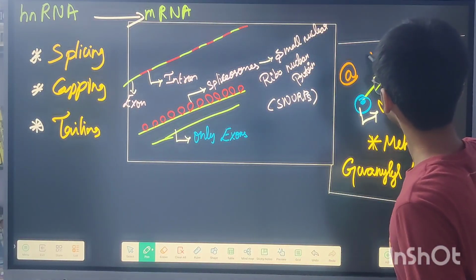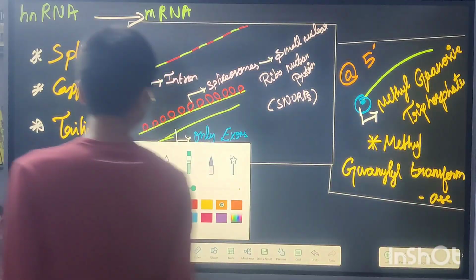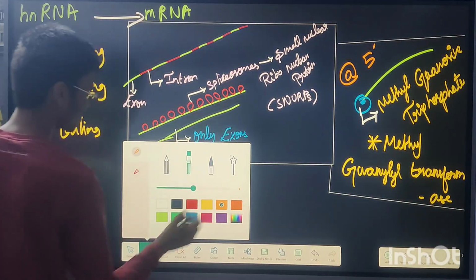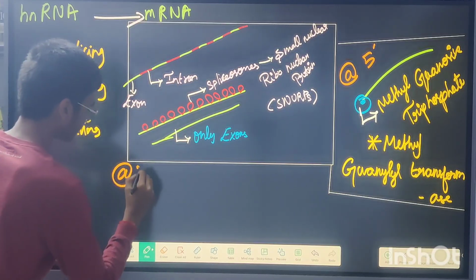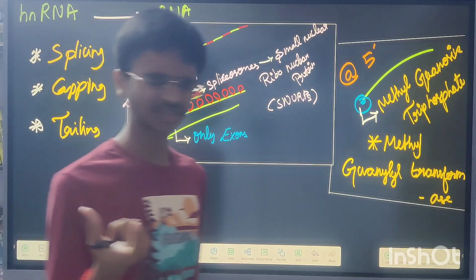Okay, it will always be done at 5 prime. I like to write that as the letter X, that's also good. Okay, so at 3 prime, in this place tailing will be happening.